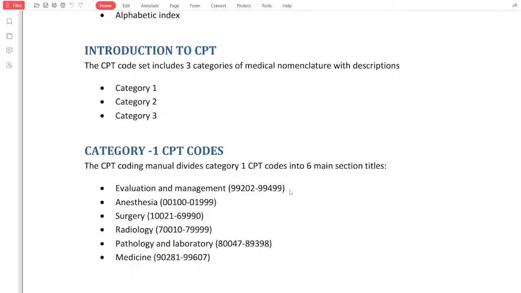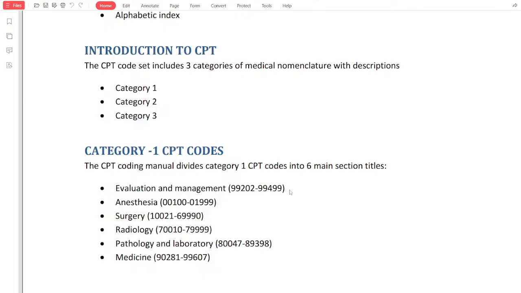Evaluation and management has the code range 99202 to 99499. It's the 99K series. Clear? Next is anesthesia. The code range for anesthesia is 00100 to 01999. And next is surgery. Surgery is a huge section and contains too many codes, 10021 to 69990.